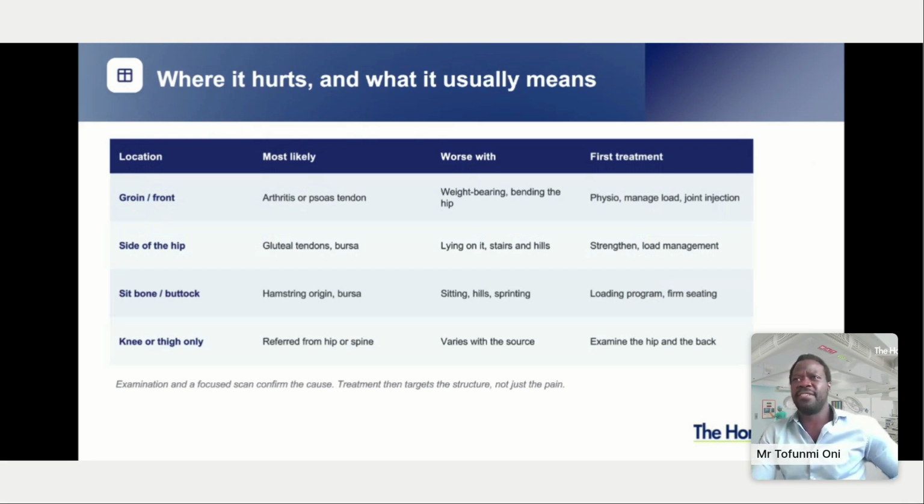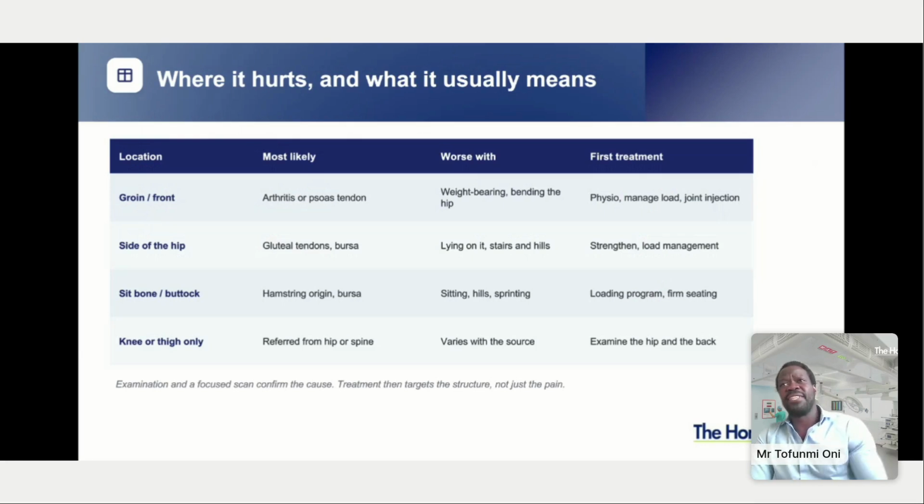The most likely thing is gluteal tendons irritation and bursitis, in other words, the greater trochanter syndrome. And it's worse with pressure on it. So often people don't like lying on that side. It's also worse with sort of mobility. But the treatment, again, physiotherapy.